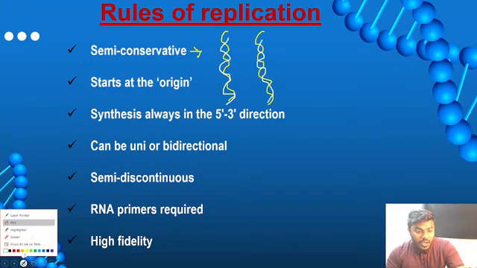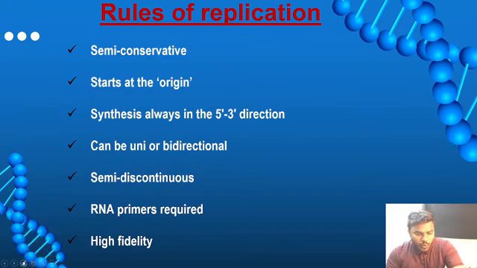Now listen to me, how we proved it. Two intelligent scientists, Matthew Meselson and Franklin Stahl, proved that the semi-conservative model is the idealized model for DNA replication. Now pay attention and listen carefully. First, what did they do? First, they took a test tube.